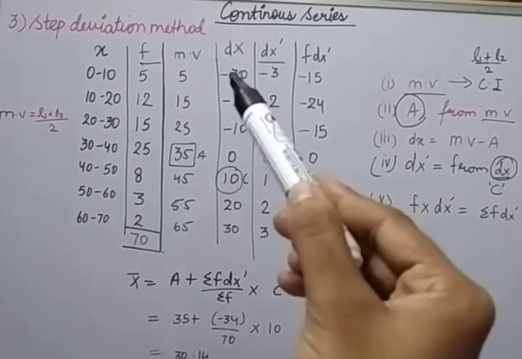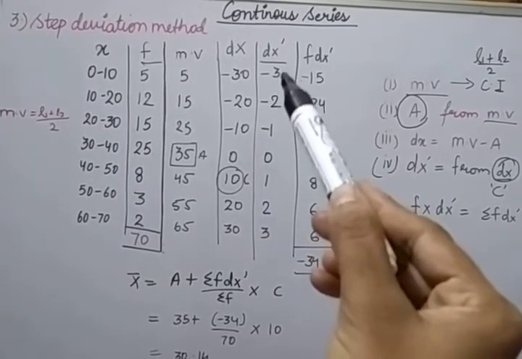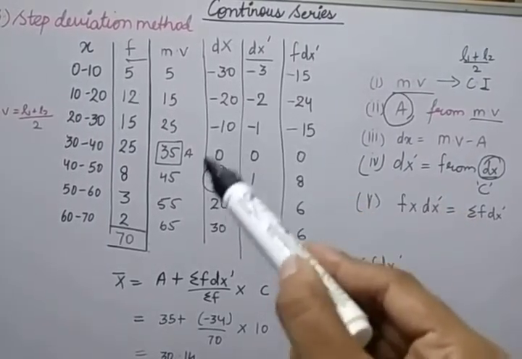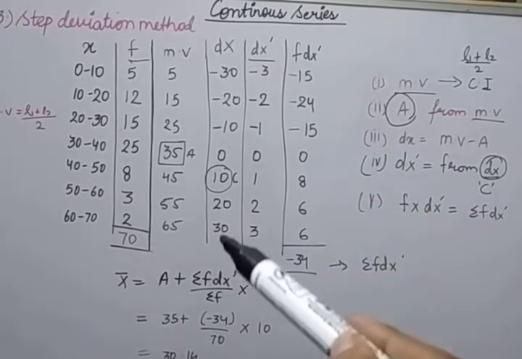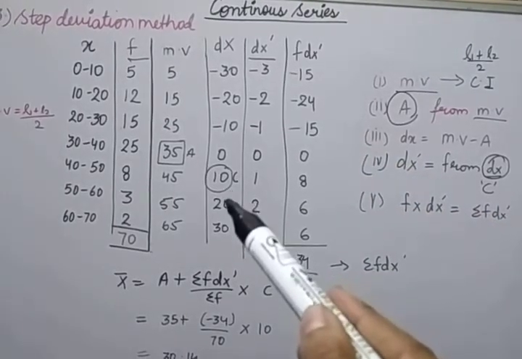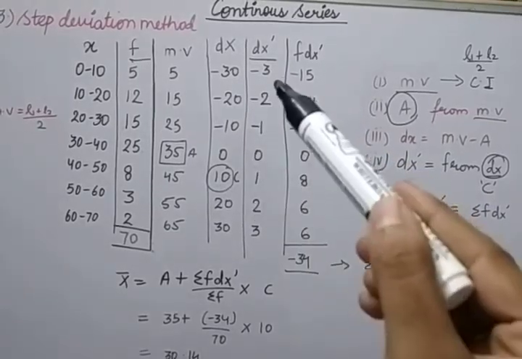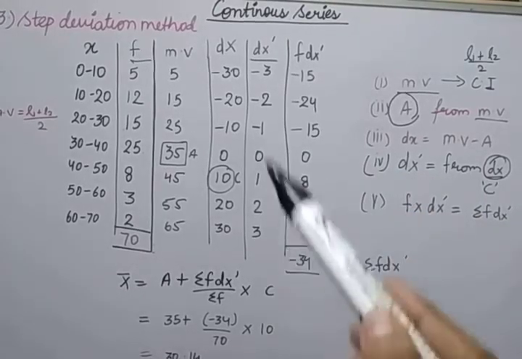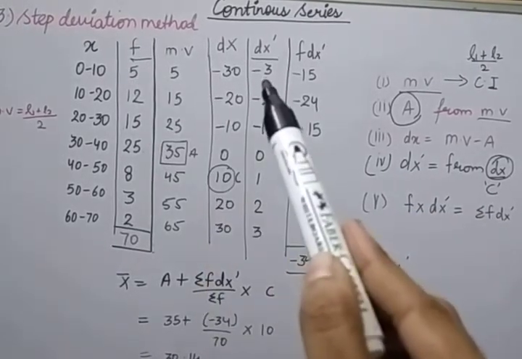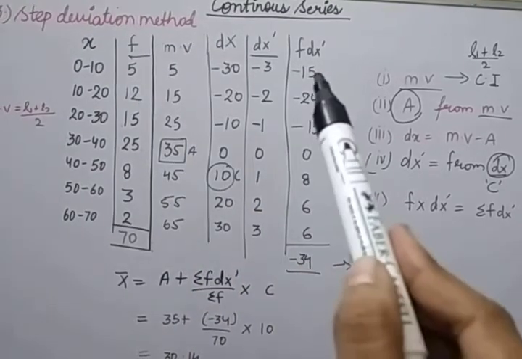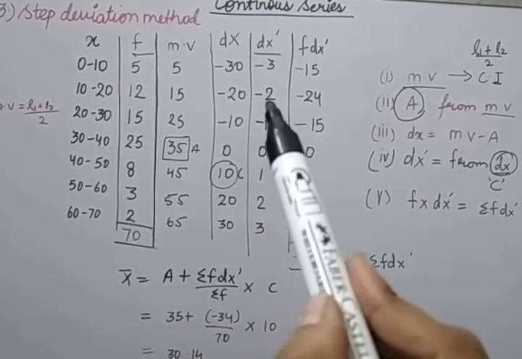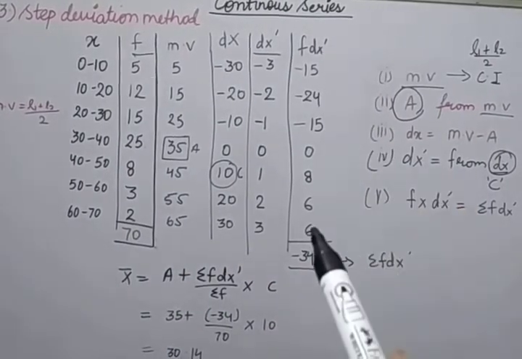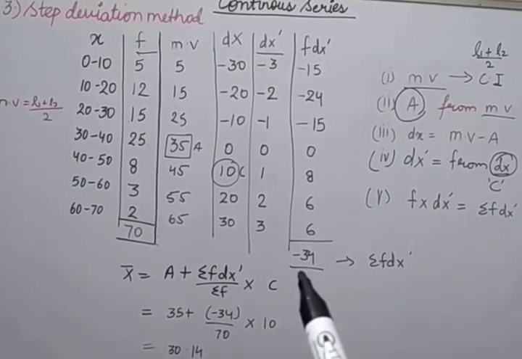Now after that this dx is to be converted into dx dash. So for converting to dx dash, we have to find any one common factor by which all these numbers will be divided. So 10 we assumed as a common factor. So 30 divided by 10, minus 3; minus 20 divided by 10, minus 2. In this way we got these values. After that, frequency multiplied by dx dash. 5 into minus 3, minus 15; 12 into minus 2, minus 24; 15 into minus 1, minus 15. In this way we calculated, so we got summation f dx dash minus 34.